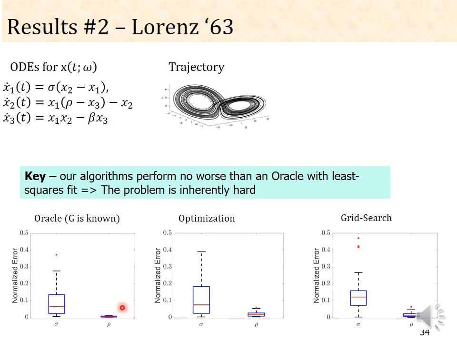And so when you look at the optimization and the grid search and you compare them to the oracle, well, it's not so bad. It's pretty much what you would expect, and it's pretty much the best that you can get without imposing more conditions. So this is always something that you want to look at when you try to judge whether the results are good or not.